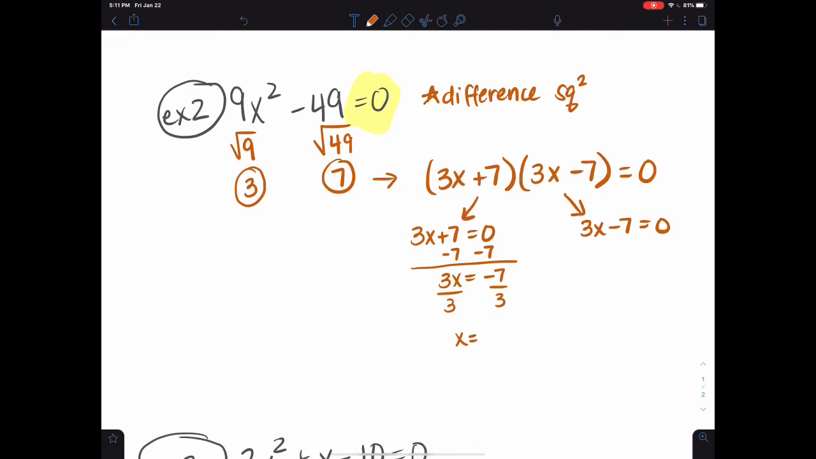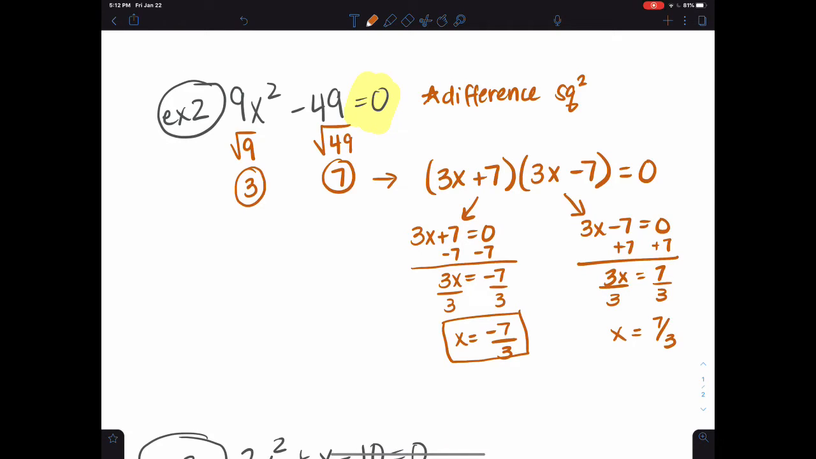Then I'm solving these two equations to get values for x. On the left, I get a solution of negative 7/3. Don't be scared by the fraction. And on the right, I end up with a solution of positive 7/3. Both of these would be the x-intercepts if I were to graph this equation. If you want to, you can go ahead and use Desmos to test that theory for yourself. But not only would these be the x-intercepts, these are the solutions that would make this quadratic equation equal 0.